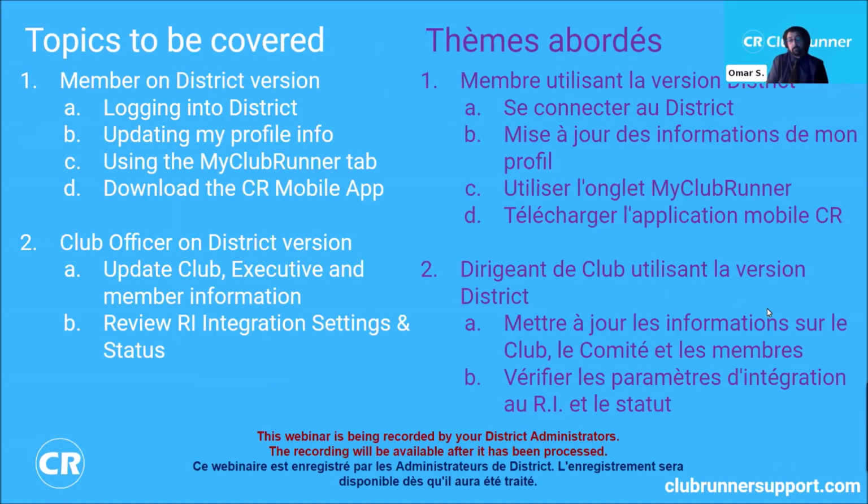So first things first, we're going to log into your district ClubRunner website as a member and go over some basic stuff like how to update your profile using the My ClubRunner tab and dashboard to access your district's documents and view information for your district, as well as where to go to download the ClubRunner mobile app. Before we log in, I'll show you where you can find your club's website and how to recover your login information. Next, we're going to cover using your district website as a club officer.